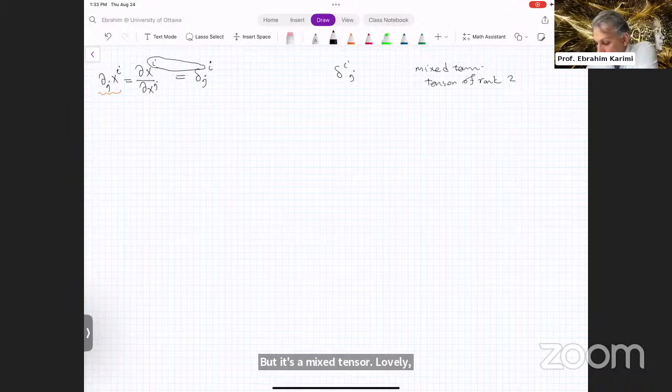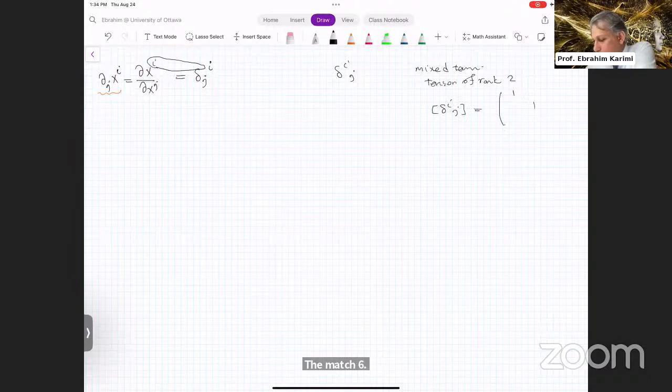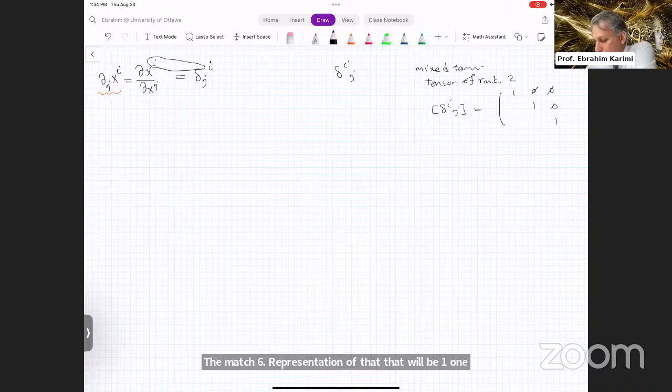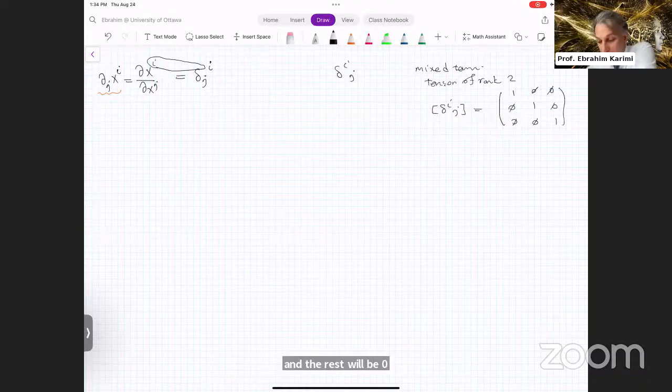And what is the result of these? When i is equal to j, that is equal to 1, else it is 0. If you want to show the matrix representation of that, that will be 1, 1, 1 on the diagonal, and the rest will be 0. But it is a tensor, remember.